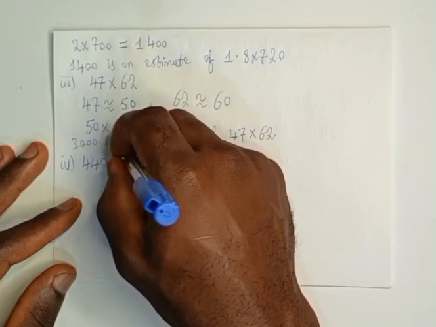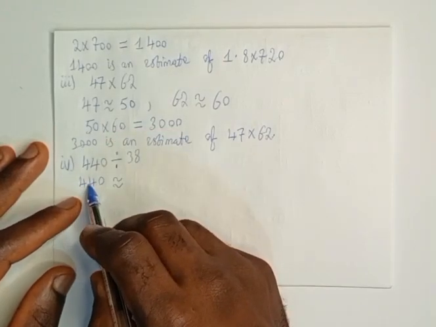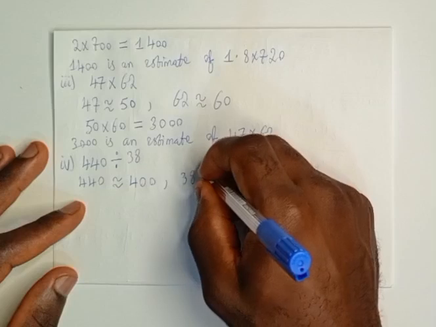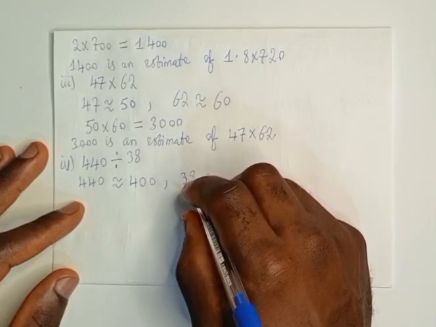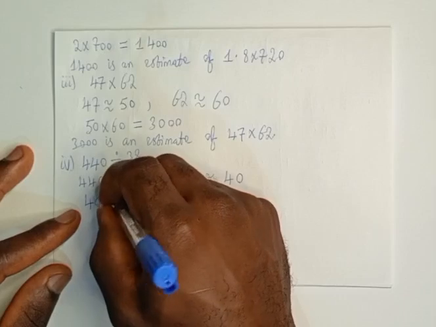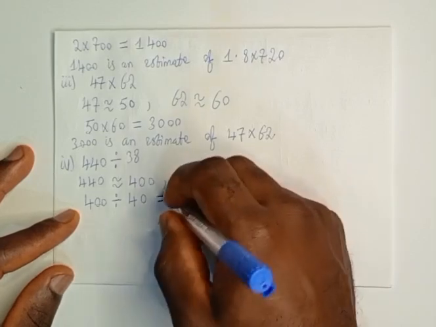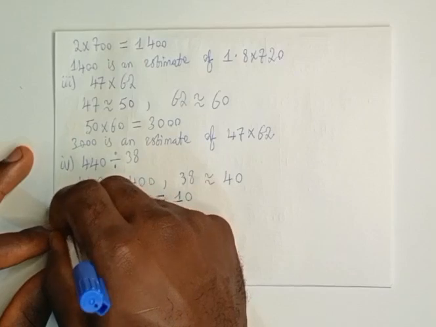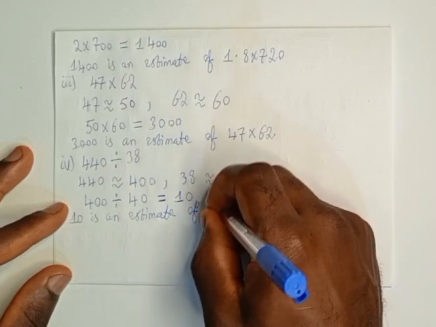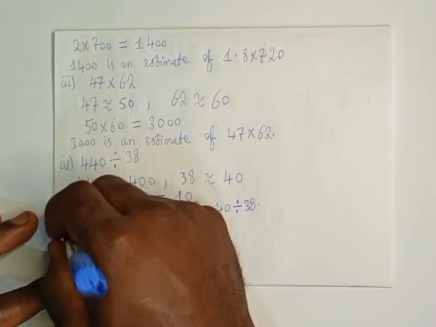We go now to question 4 IV. 440 divided by 38. 440 to one significant figure is approximately, this is the first. We have to round this down. It gives us 400. 38 to one significant figure is approximately, we have to round this 8, we round it up to 1, we add to 3, it gives us 40. Dividing 400 by 40, it gives us an estimate of the above problem. 400 divided by 40 gives us 10. We conclude, therefore, 10 is an estimate of 440 divided by 38.